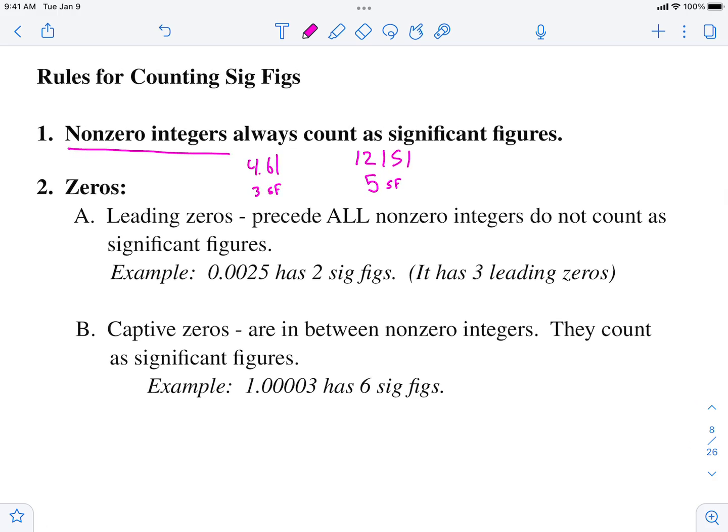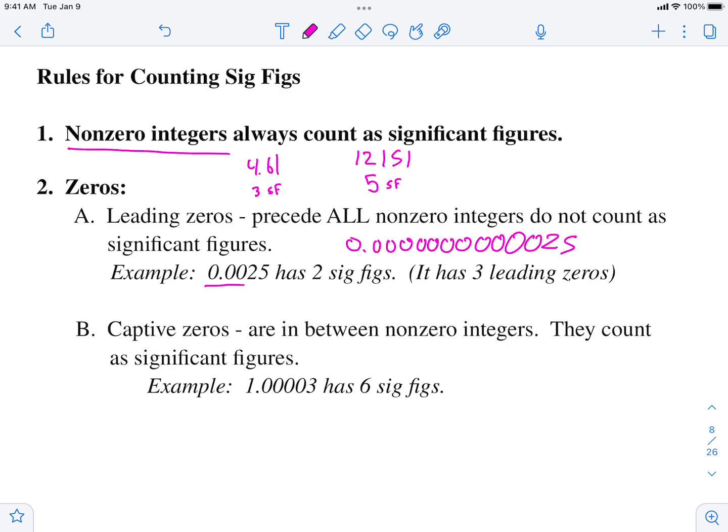All right, so when you look at this number right here, 0.0025, those zeros come before any non-zeros. Anything that comes before a non-zero is what we call a leading zero, and those are not significant. They do not count. Now, the 2 and the 5 are non-zeros, so those count. So therefore, this number has 2 significant figures. It doesn't matter how many zeros there are. You could have a huge line of zeros. The point is, they're all leading zeros, and therefore they do not count.